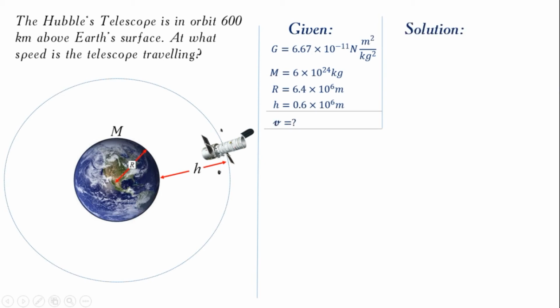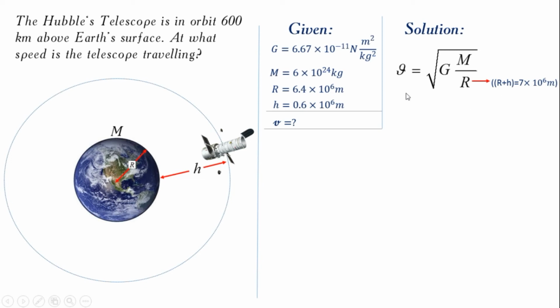Solution. We have learned the formula for orbital velocity, which is the square root of the gravitational constant times the mass of the planet over the radius, or the distance. Here is the important point: this r is the distance between the satellite and the center of the Earth. So it must be the sum of these two numbers, 6.4 times 10 to the power of 6 meters plus 0.6 times 10 to the power of 6. It will be, of course, 7 times 10 to the power of 6 meters.